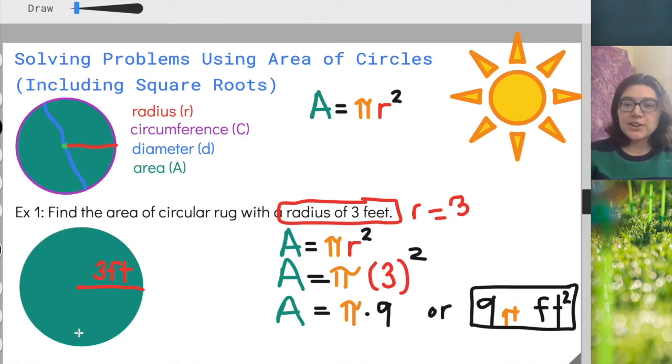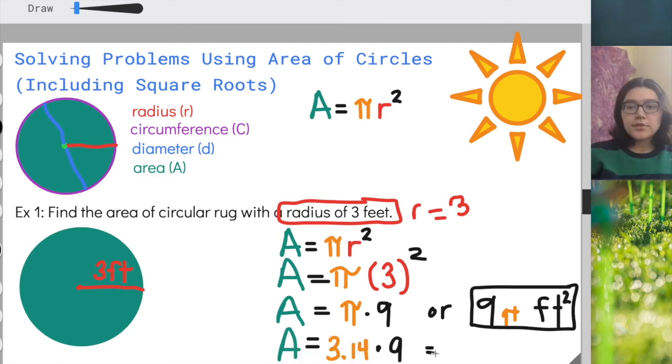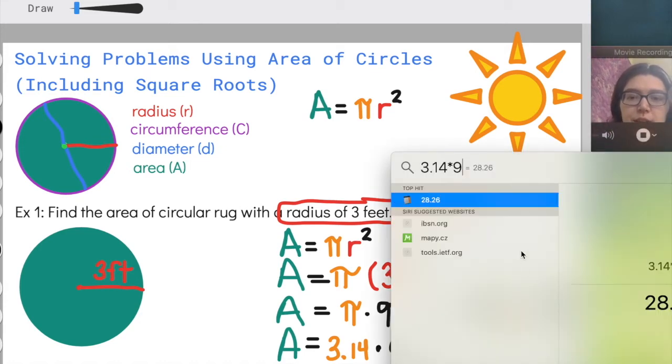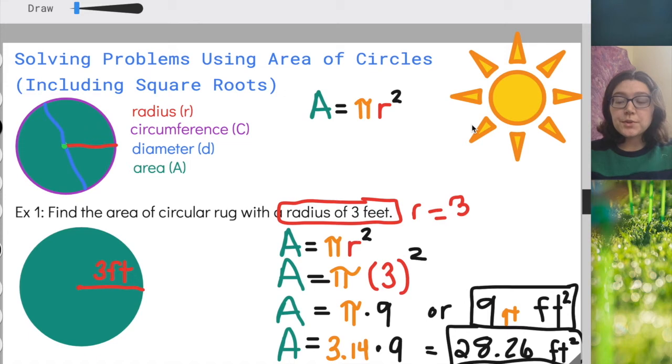But let's go a step further and use 3.14 for pi as our estimate, and then multiply to see the answer in a different form. So we can use 3.14 for pi, and we just need to do 3.14 times 9. So 3.14 times 9 is 28.26. So 28.26 feet squared is also the answer for the area of our circular rug.